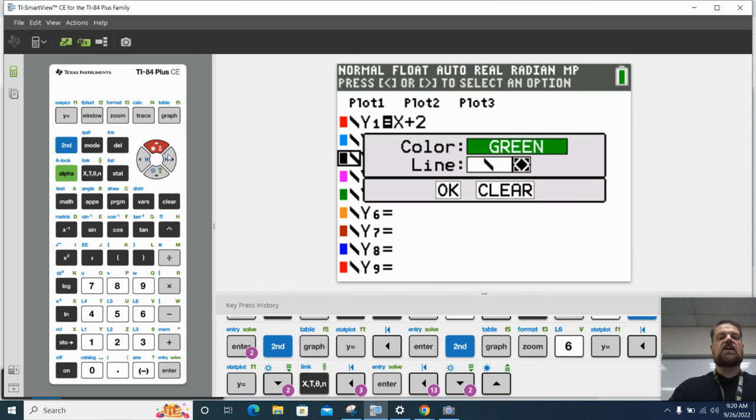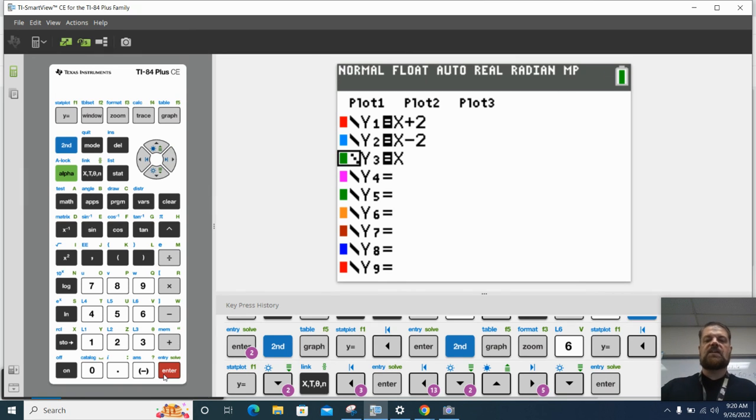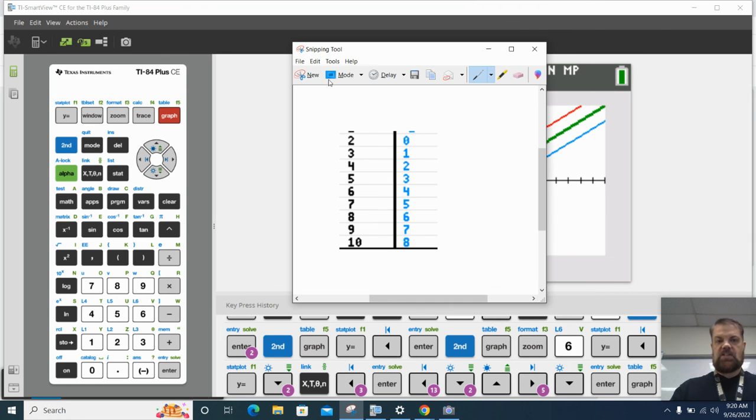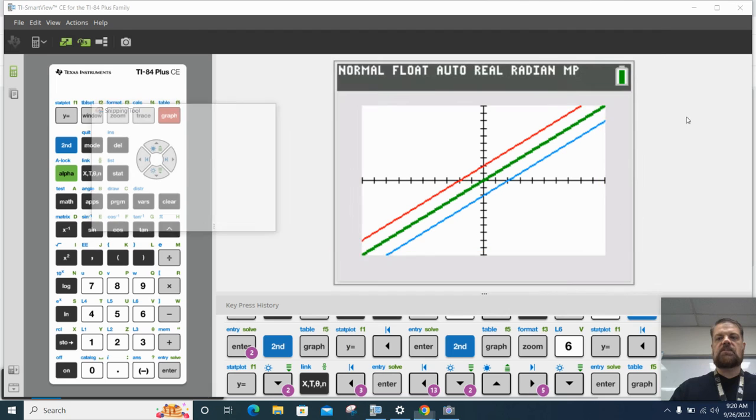Actually, I might change the line too. Let's change the line. Where's the dot? There it is. I'm going to change my line to dotted. You'll see why in a second. All right, hit enter. Oh, it doesn't make a difference. That's all right. Let me take a screenshot. And yes, I do want you to sketch it. So this is what I want you to sketch. Just this little thingy here in your notes.